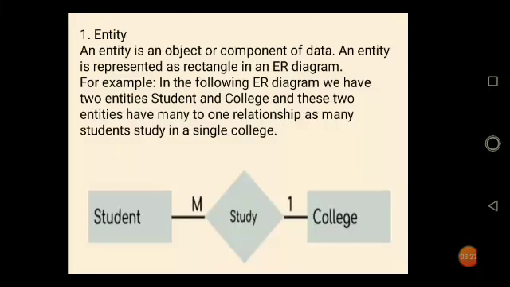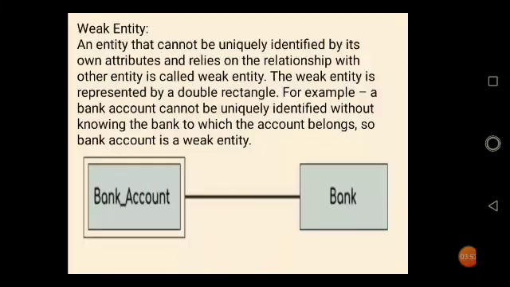So what is the alphabet M, and what is the one that is given above the line? That is, many students study in one college. For example, in our second year CSEA, 62 students are there, right? So those 62 students are studying in the same college, KRCT. So this is a many to one relationship. Many students are studying in the same college, that is a many to one relationship.